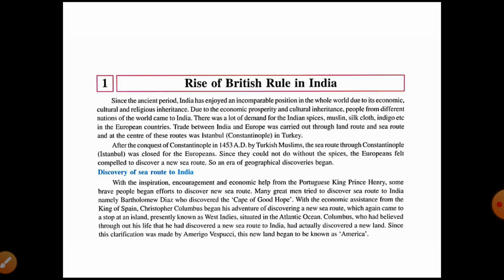Since the clarification was made by Amerigo Vespucci, this new land began to be known as America. So it was clarified that the land discovered by Columbus was not India but an actual new land. The name of that place, given after Amerigo Vespucci, is America.